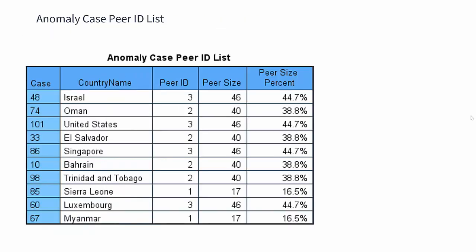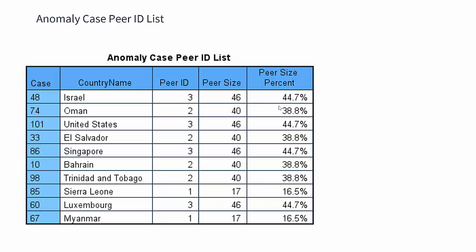So the next table we encounter is the anomaly case peer ID list, and here it's simply telling us, of the 10 most anomalous records that it's found, the 10 most anomalous countries, what peer group they belong to and what size that peer group is. It's reminding us that the peer group was made up of 46 countries and that represented 44.7% of the data.